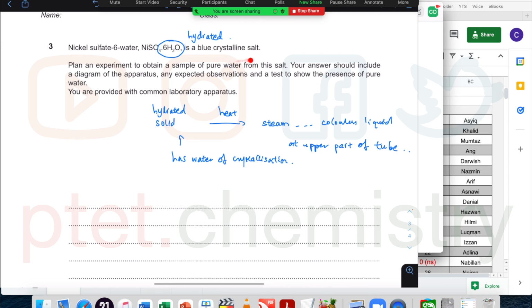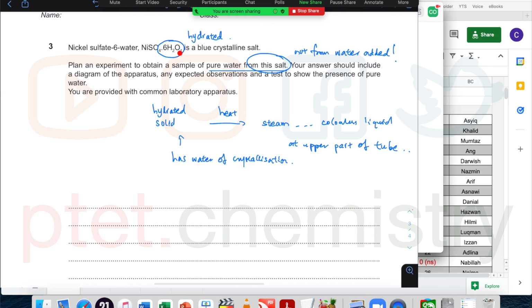This is a blue crystalline salt. It's got a water of crystallization. If you heat it, it's going to give off steam, and that is why they say pure water from this salt, not from your water added. You do not add water to this, because if you add water to it, then your water is not from this salt. Be very careful.